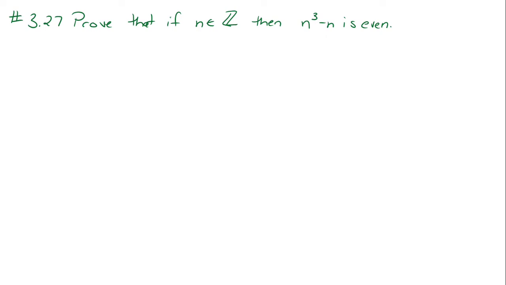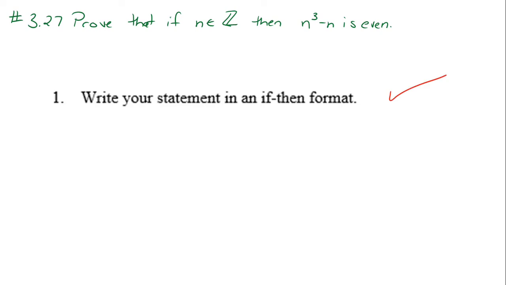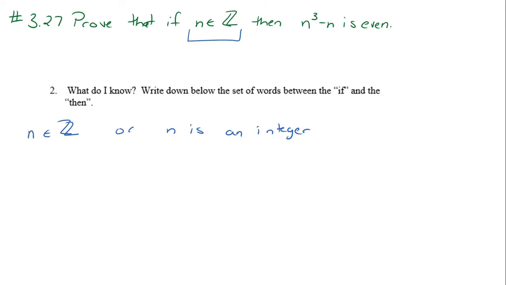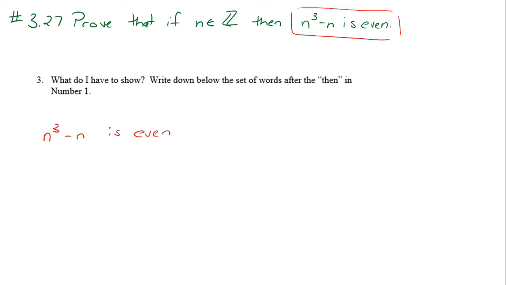All right, we're going to use this to prove that if n belongs to Z, then n cubed minus n is even. Write your statement in if-then format. That's already done. What do I know? Well, those are the words right after the if and before the then. All I know is it's an integer. That's not much. I have to show n cubed minus n is even. Those are the words after the then. What does that mean?